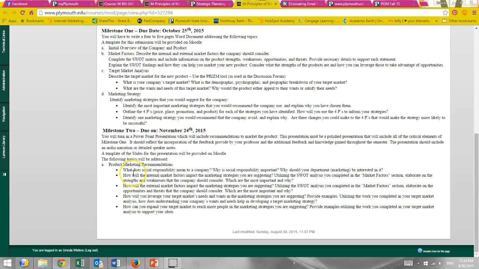So for milestone 2, you're going to have to take into account all the feedback that I provided you and all the new knowledge that you have gained to this point. And you are going to provide all that information here on the different slides. For both cases, I'm going to give you a template to help you out on how to formulate this paper.